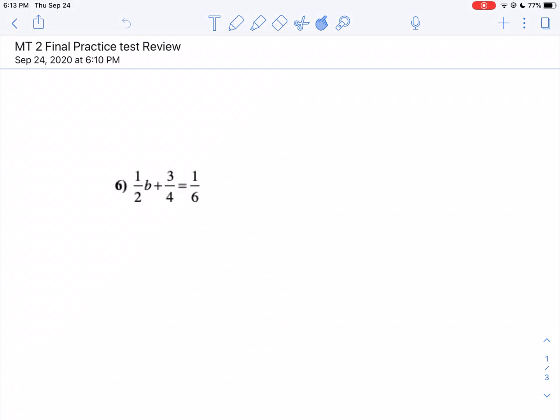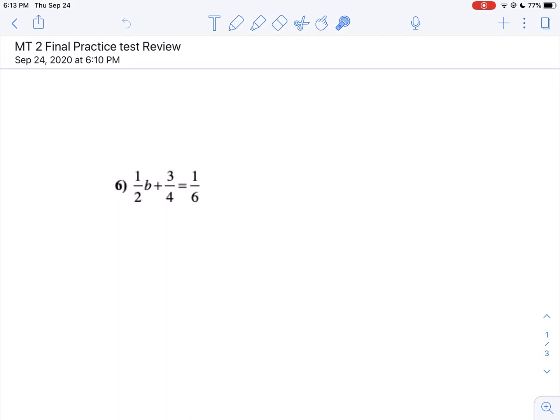Hello, this is problem 6 of your MT2 final practice test. Let's take a look at this one. Notice we have 3 fractions here. I don't like fractions, so I'm going to get rid of the fractions. If you work with the fractions, you're going to go through the same process I'm doing anyway. So we'll get rid of the fractions.